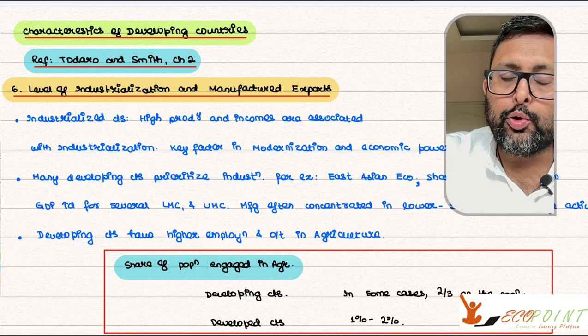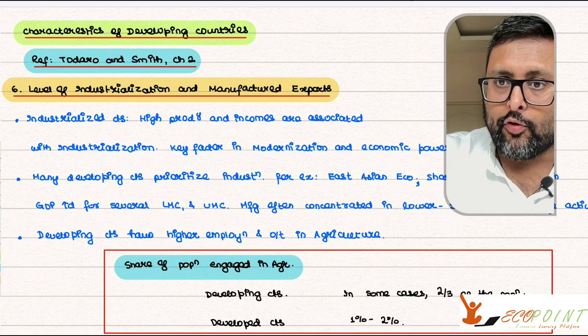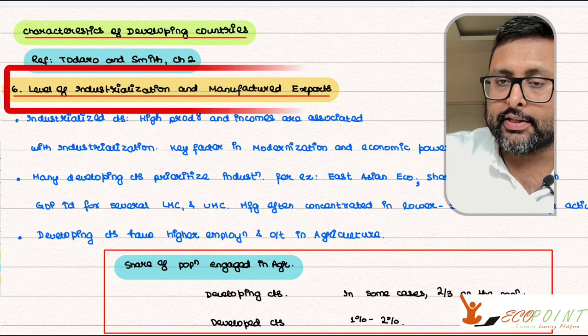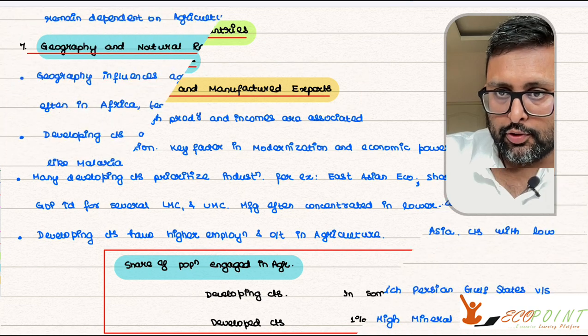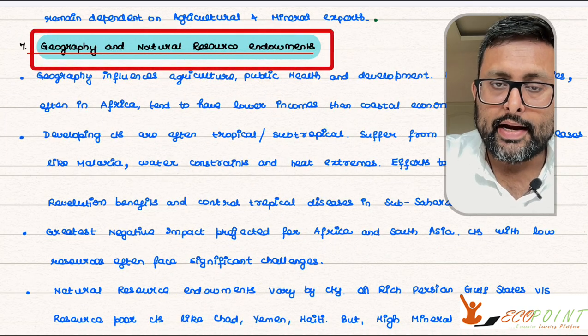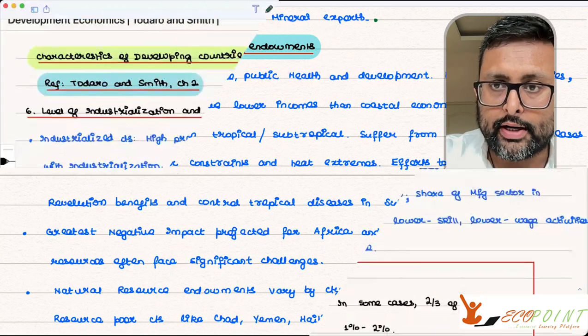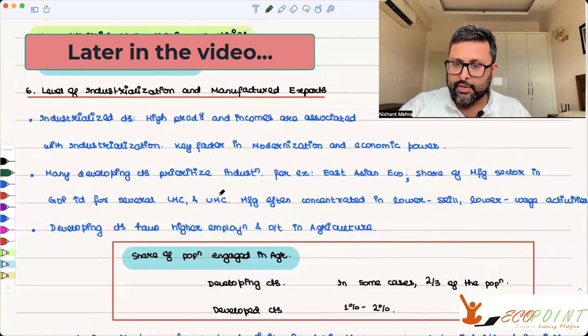Here we are talking about two main characteristics of developing countries. One is level of industrialization and manufactured exports. And the second one is geography and natural resource endowments. Let's have a look at it. Level of industrialization and manufactured exports.